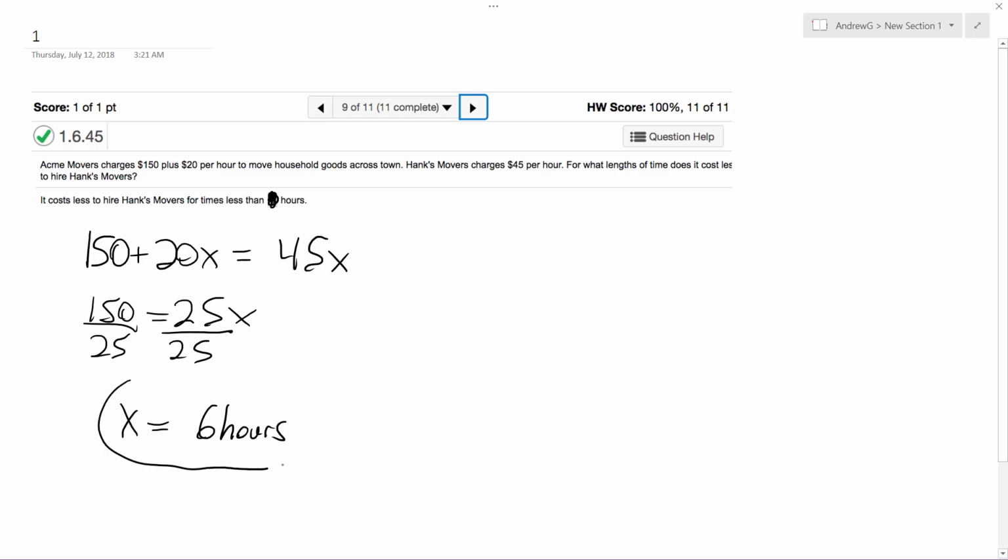So what this means is if you're going to go anything over 6 hours, it's a better deal to go with Acme Movers. They have an initial fee, but then they charge just $20 an hour to move. So Hank's is better if you do anything less than 6 hours.